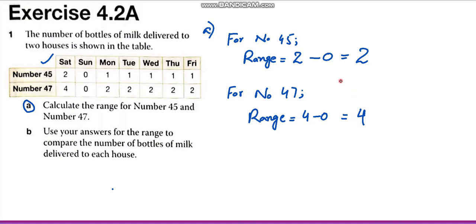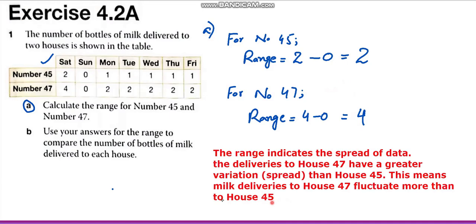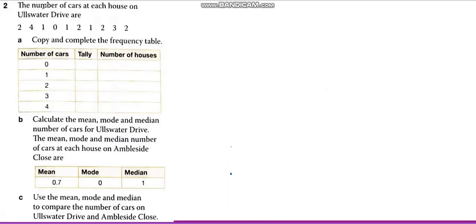This means that the milk deliveries to house 47 fluctuate more than to house 45. Now we will proceed to the next question. In question number 2, the number of cars at each house on Ullswater Drive is given here. We have to complete the table.